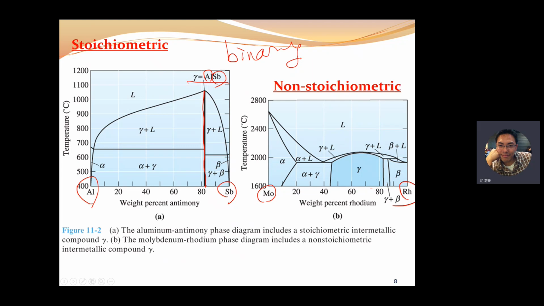The molybdenum and rhodium binary phase diagram has a non-stoichiometric intermetallic compound. It provides a range. It is a range.